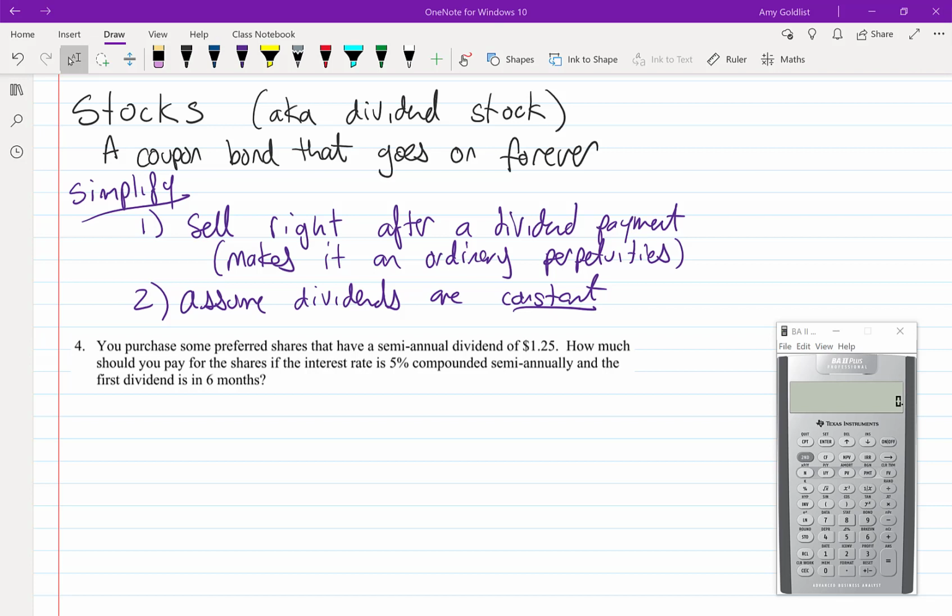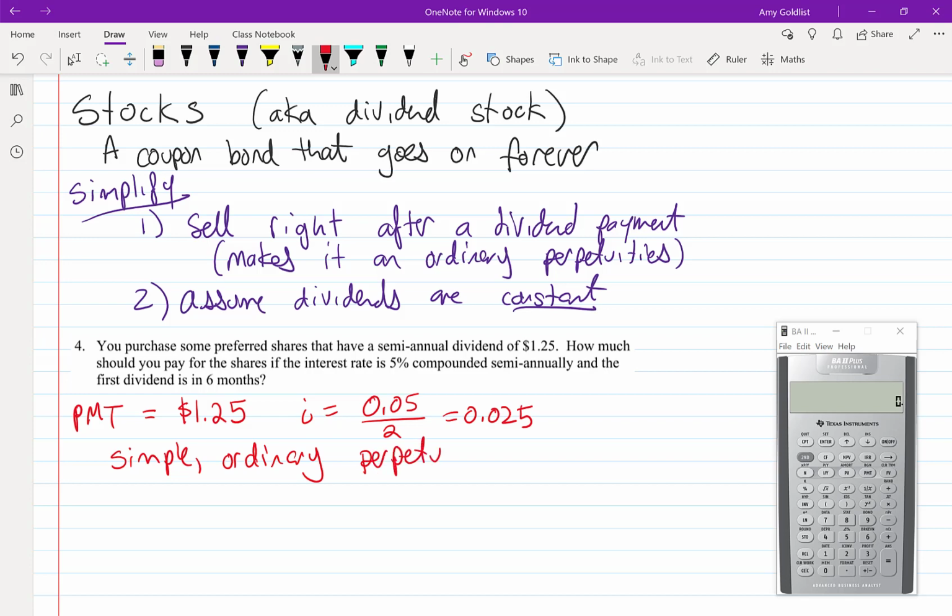You purchase some preferred shares that have a semi-annual dividend of $1.25. How much should you pay for the shares if the interest is 5% compounded semi-annually and the first dividend is in 6 months? This is going to be a simple, ordinary perpetuity. So our interest rate is 5% compounded semi-annually, or 2.5%. And this is a simple, ordinary perpetuity.